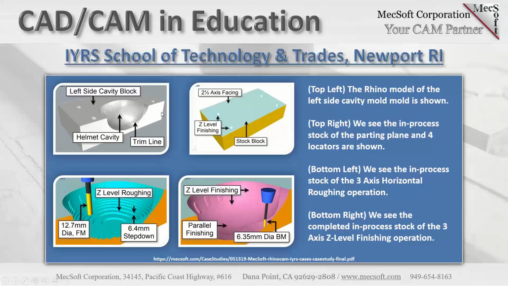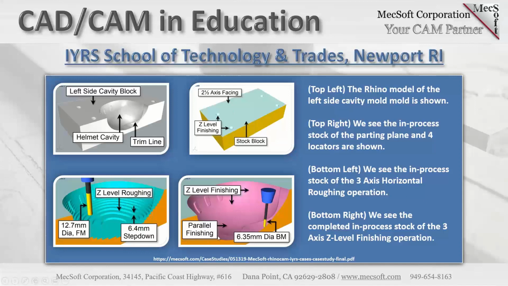If you look at the top left image here, you see the left side cavity block, and it represents one half of the helmet outer shell. So this is a negative cavity of the outer shell of the bicycle helmet. And then also you can see the trim line, the area where the composite will be trimmed after it's pulled out of the mold. So on the top right, we see the initial 2.5 axis facing operation and Z-level finishing to clear out the locator pin holes.